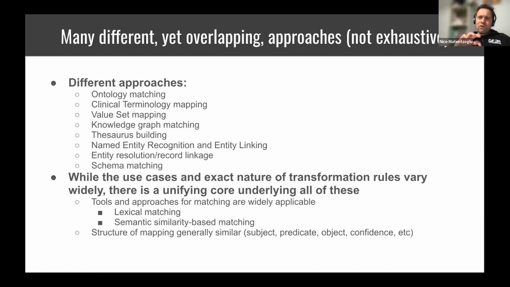And also the structure of the mappings that come out of these kinds of processes all look similar, having an entity on the one side, an entity on the other, and an arrow between the two, and often even similar metadata, like what's the confidence for this mapping, and so on. All right, so this just sets the scene a little bit.